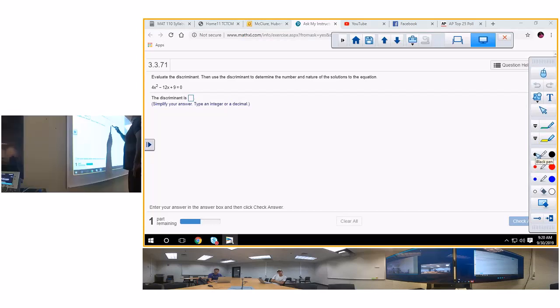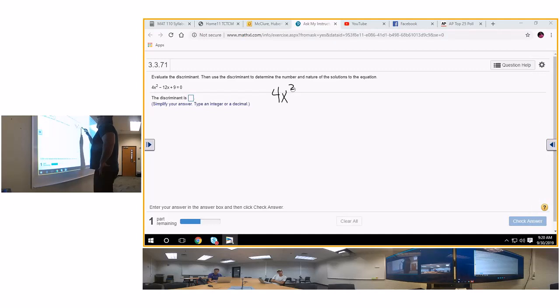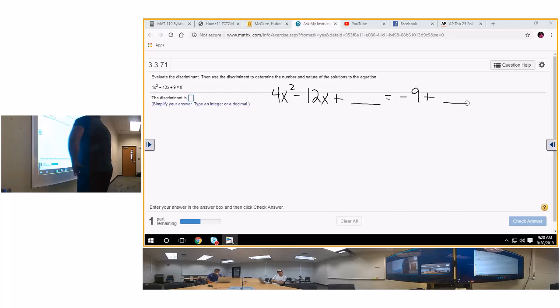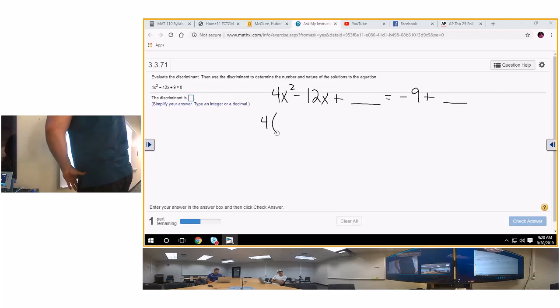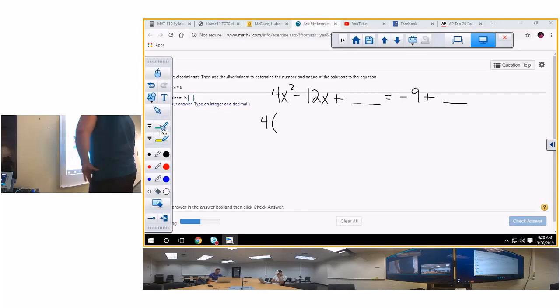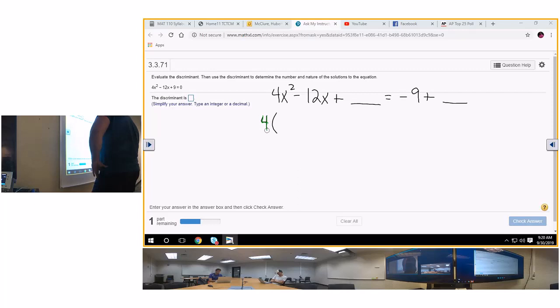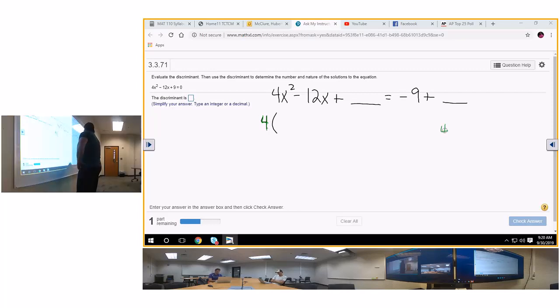So 4x squared minus 12x plus blank, negative 9 plus blank. Factor out a 4. I'm going to color that whatever my pencil is colored per day. And that means I'm going to multiply by this blank over here, whatever I factor out.